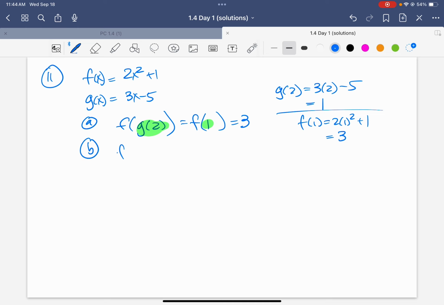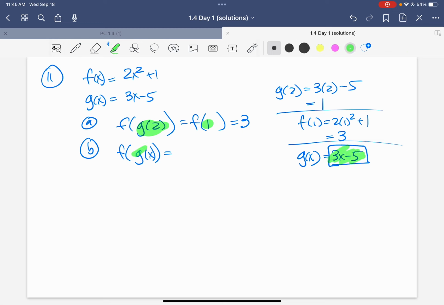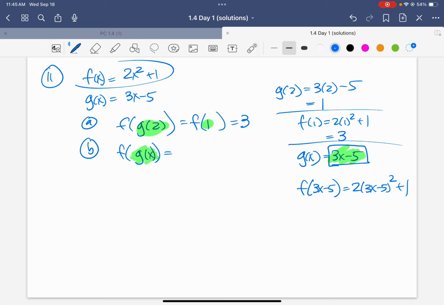For part B, it's f of g of x. So again, we just take the f function. We take g and plug in x. Well, look, it's here. G plugged in x is just 3x minus 5. So that's an answer, right? But you take that whole answer and just plug it into f. Well, what does f do to things? If you plug things in, like 3x minus 5, it just takes that 3x minus 5, squares it and multiplies by 2, and then adds 1. That's what f does.